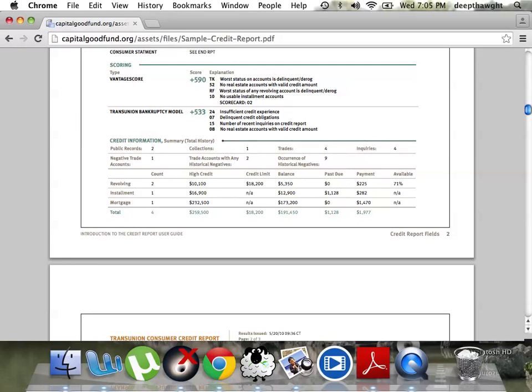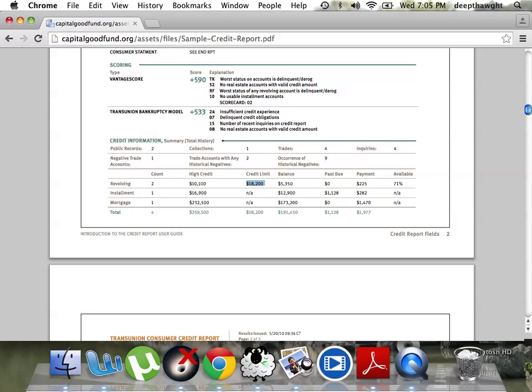3 counts of trade lines. Well, actually 4 counts of trade lines on your credit report, which matches the trades here. For a high credit limit, you have a total outstanding credit limit of $259,500, which is adding up all of the credit cards and installment loans and mortgages into one number. And your credit limit is $18,200, which is the credit limit from the revolving credit card debt that you can actually borrow and make payments against in the form of credit.